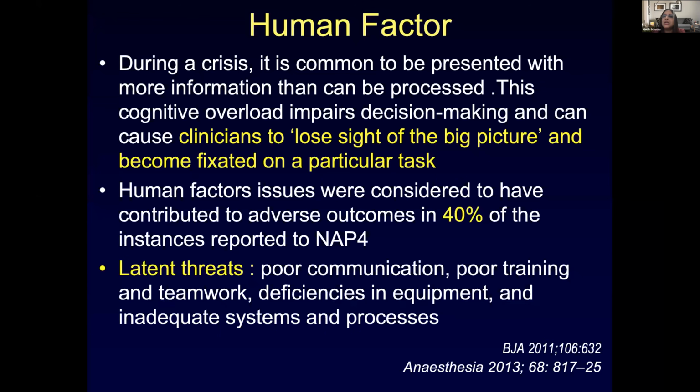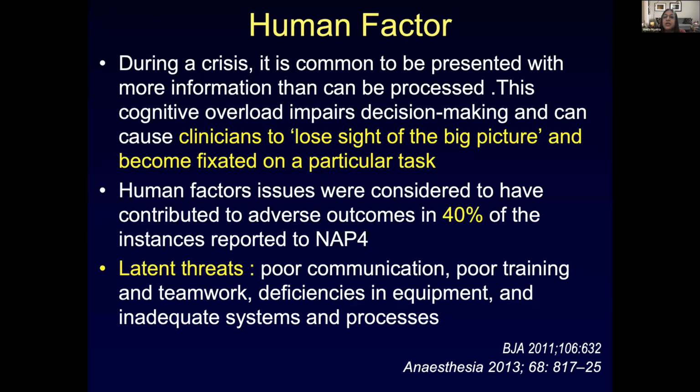So during a crisis, it's very common to be presented with so much information, more than can be processed. And this is what we call cognitive overload. This impairs decision making and can actually cause clinicians to lose sight of the big picture. And then you have what you call the fixation error. That means you become fixated on a particular task.